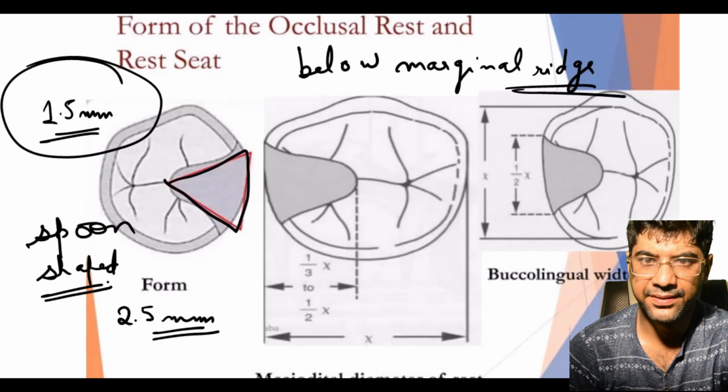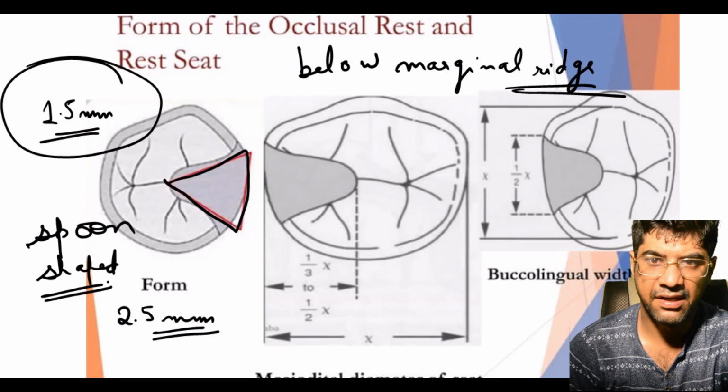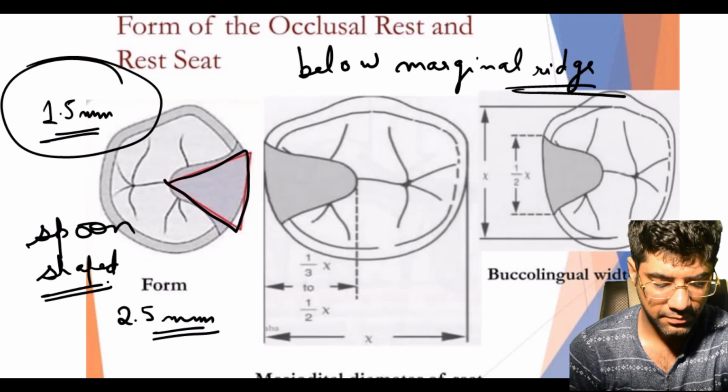Avoid any sharp edges. Care should be taken to avoid creating sharp edges or line angles during the preparation of the rest seat, as these can cause discomfort and interfere with the fit of the partial denture.